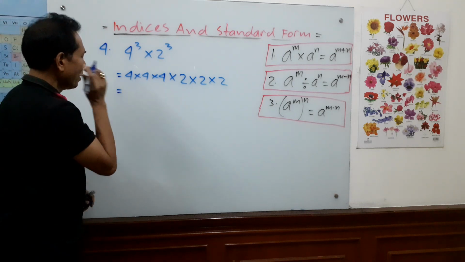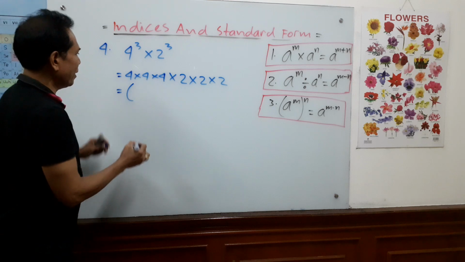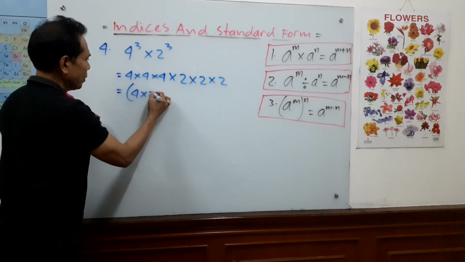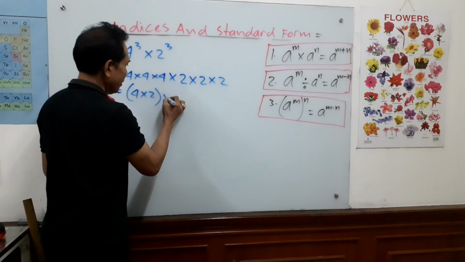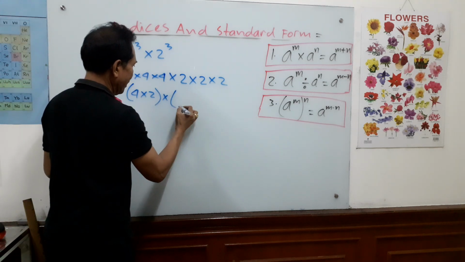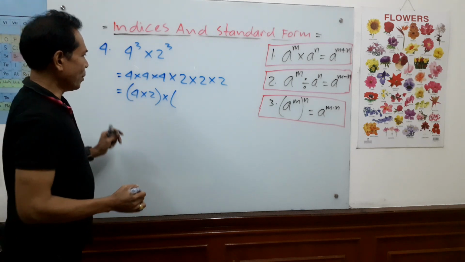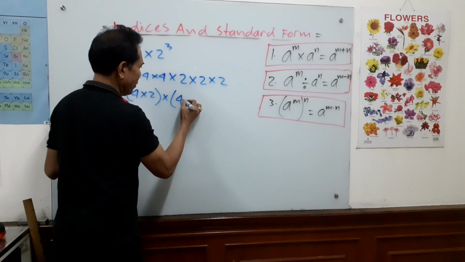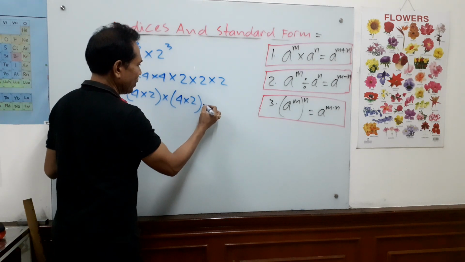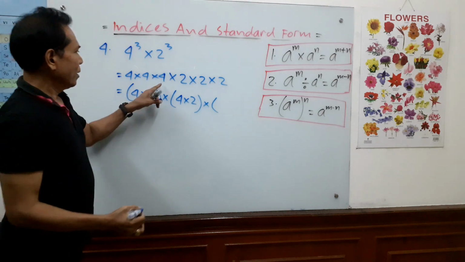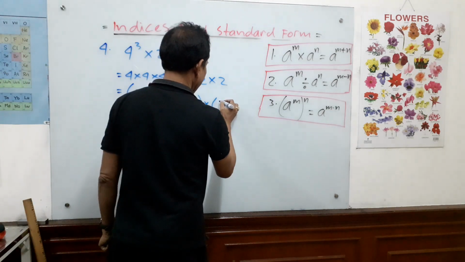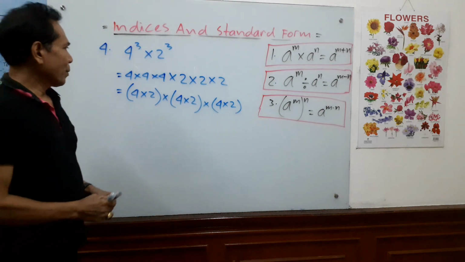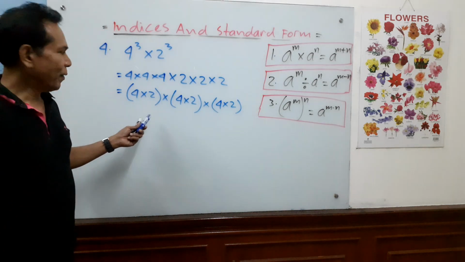So now we open a bracket here. We take this 4 and this 2, so 4 times 2. We close the bracket. We open another bracket and multiply this one, then we take this 4 and 2: 4 times 2. We close it. We open another bracket for the last 4 and the last 2, so 4 times 2.